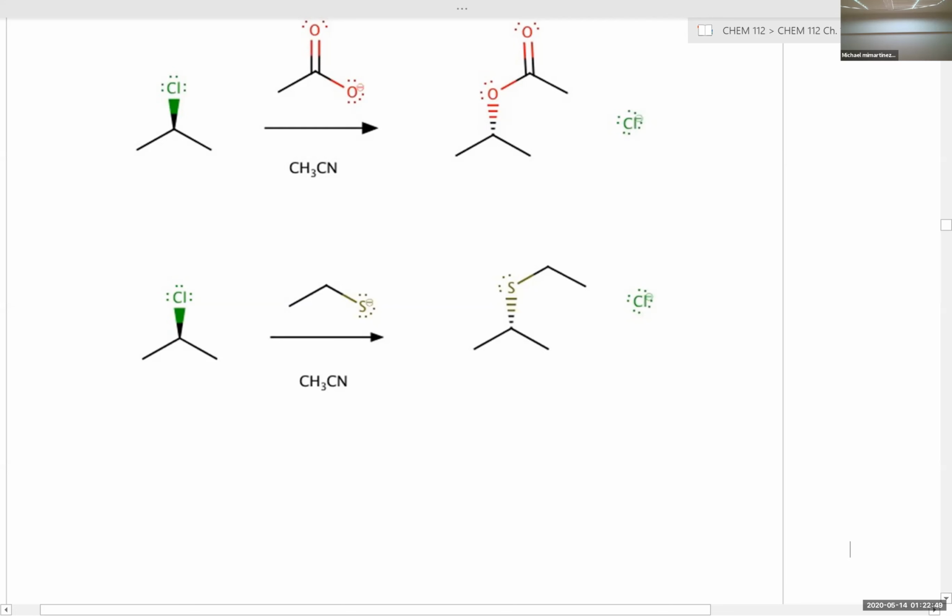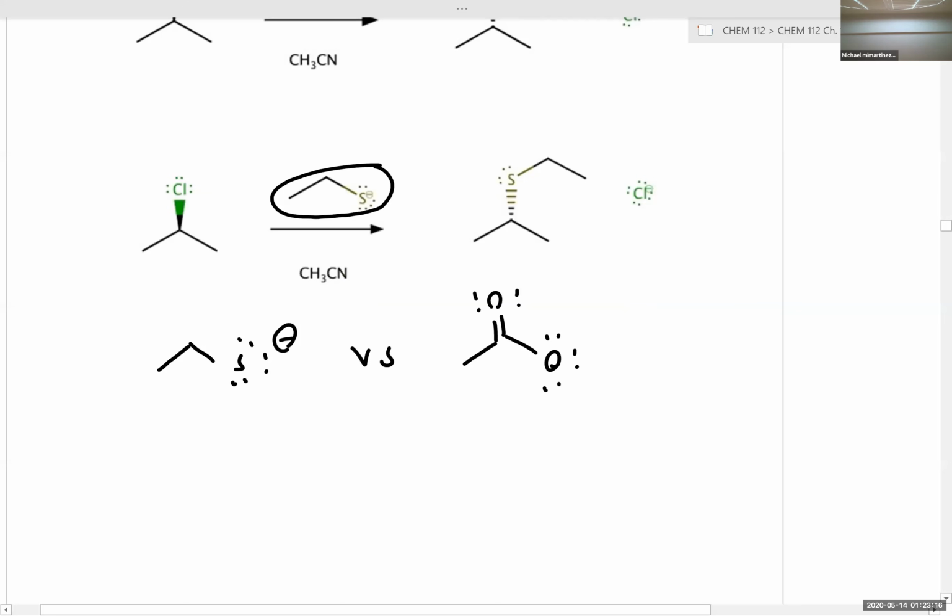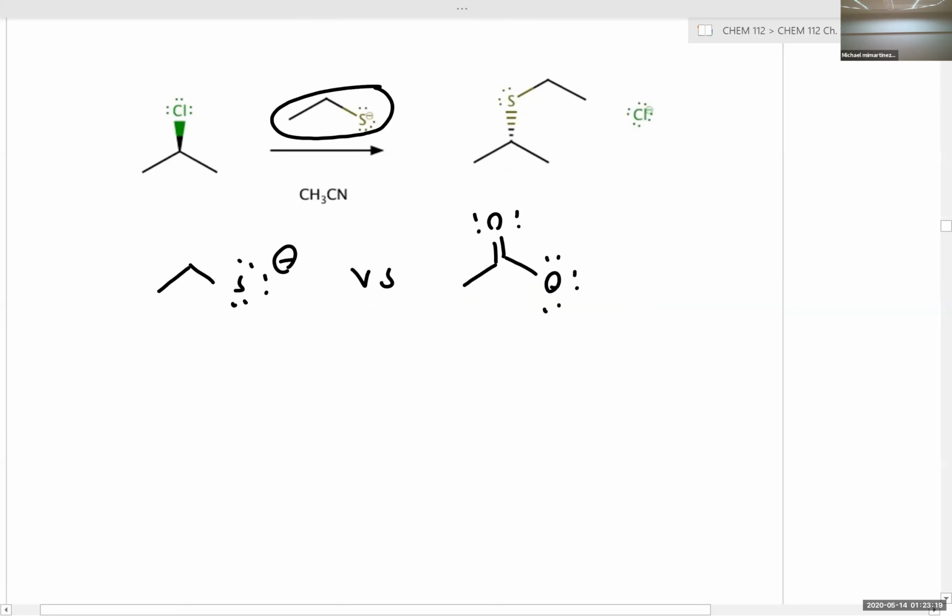Yep, someone's already saying it in the chat. We have a difference in nucleophiles. I'd like us to take a few moments, and now that we're comparing our nucleophiles, we have ethane thiol versus acetate. And I'd like you to try and draw out, using the annotate feature, a reaction coordinate comparing these two compounds. So if we compare our nucleophiles, how does nucleophile strength affect our reaction coordinate?